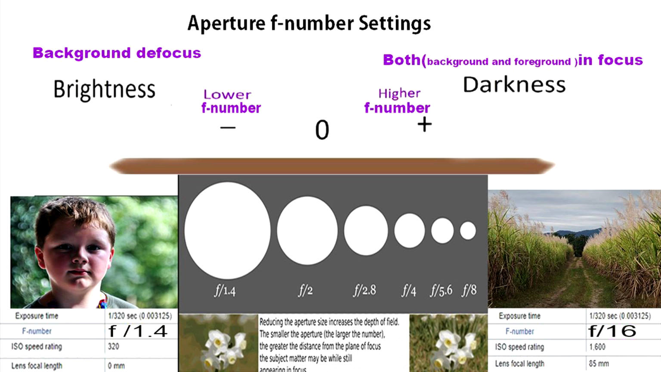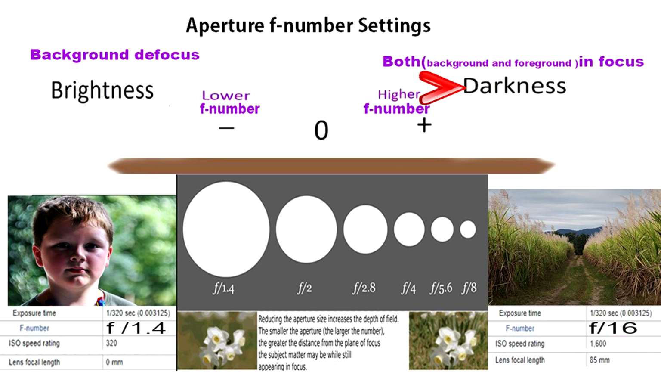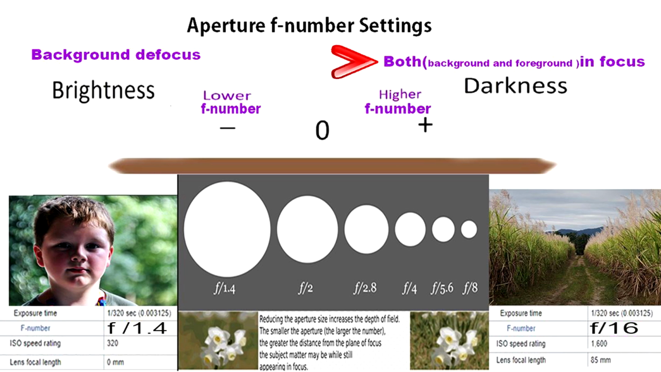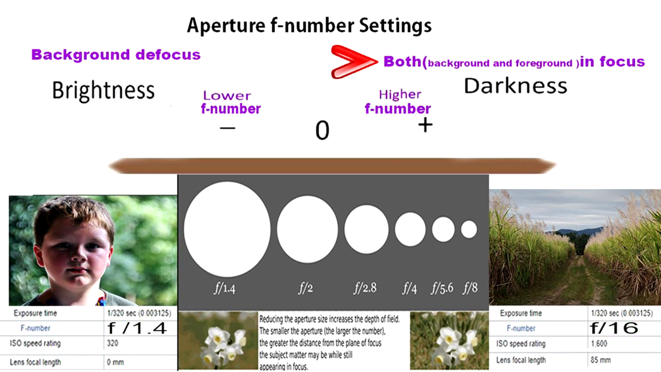Now talking about small opening. Small opening means high f-stop number, which gives a dark picture with large depth of field, meaning both areas are in focus, subject and background, especially if there is a difference between subject and background.